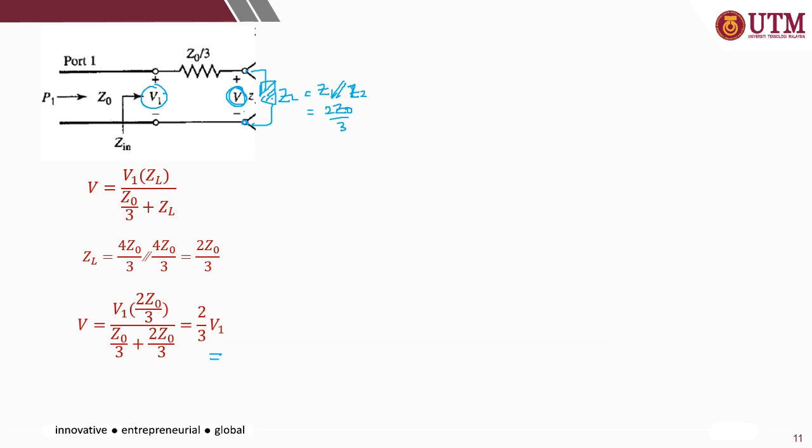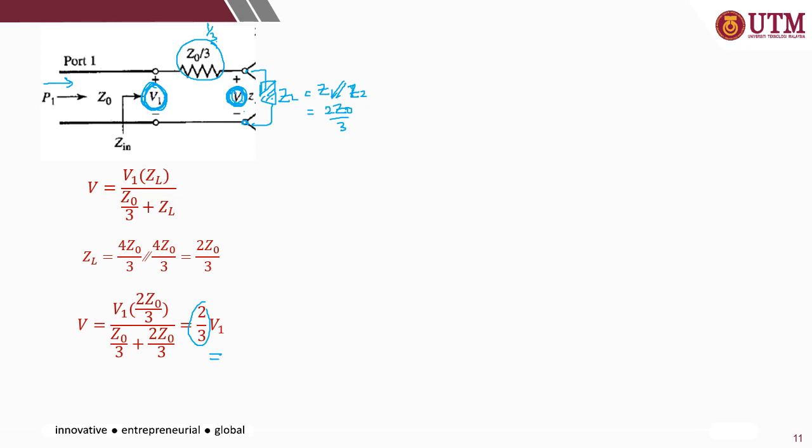Okay, if you look at the input, the total power in is 100% supposedly. However, the one delivered at this point is only 2/3 of V1. So V1 is the total voltage at the input point. So the total received at this point is only 2/3. It is not 3 over 3. It's only 2/3, meaning that 1/3 of the power is lost. Okay, it means there's attenuation of the power across the resistor.